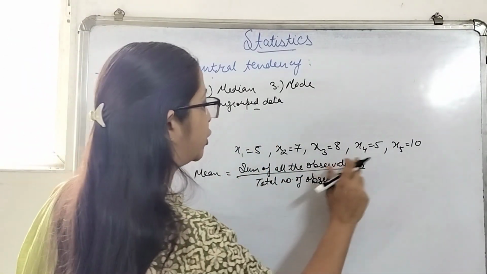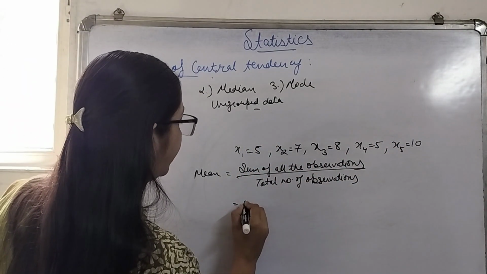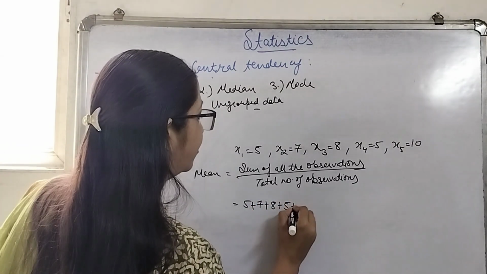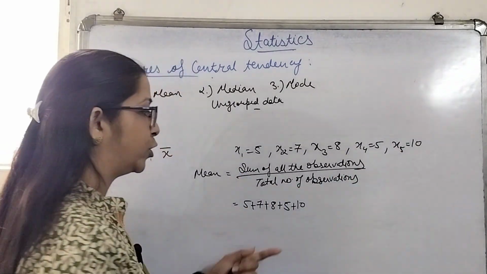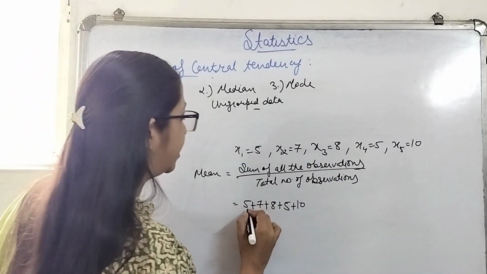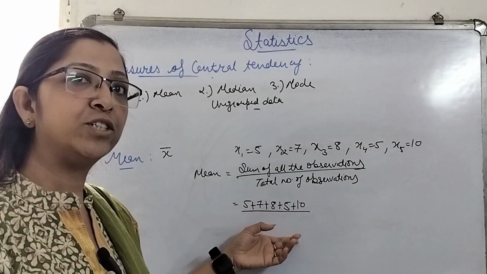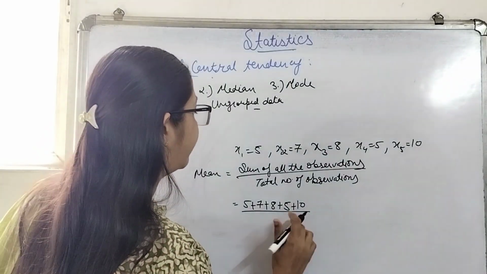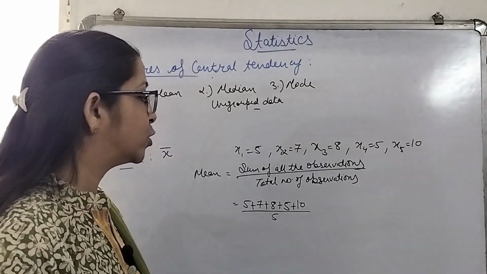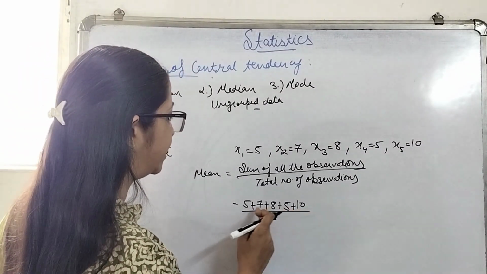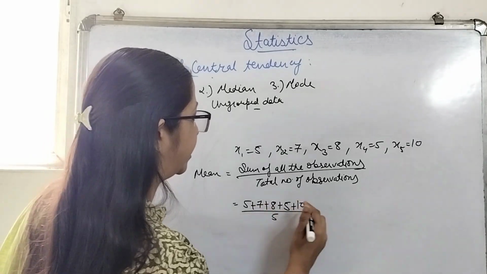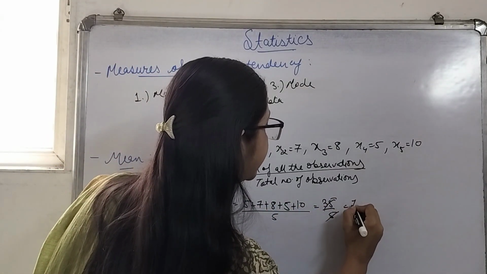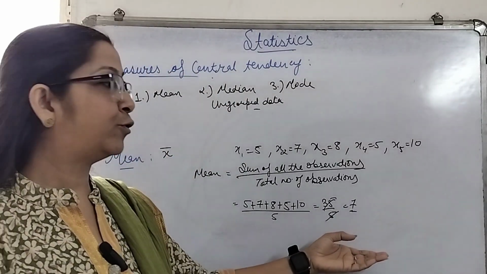That means sum of all the observations, this is your 5 plus 7 plus 8 plus 5 plus 10, over total number of observations. How many observations do we have? 1, 2, 3, 4, 5. So we will be dividing it by 5. So what will it be? 10, 20, 30, 35 over 5, that is your 7. 7 will be the value for the mean.